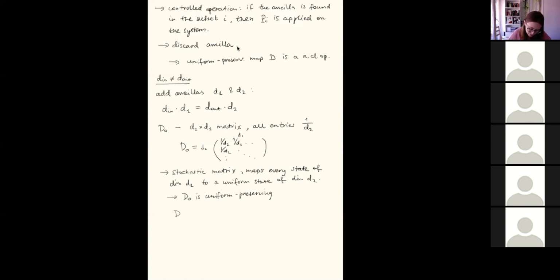Which means that D tensor product D0, and we're coming from the assumption here that D is uniform preserving, is also uniform preserving. Moreover, it is doubly stochastic because it maps the state of the dimension d in times d1 to the state of the dimension d out times d2, which are equal.